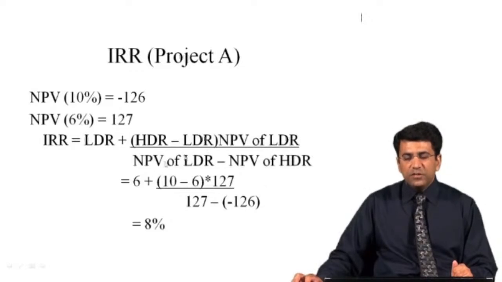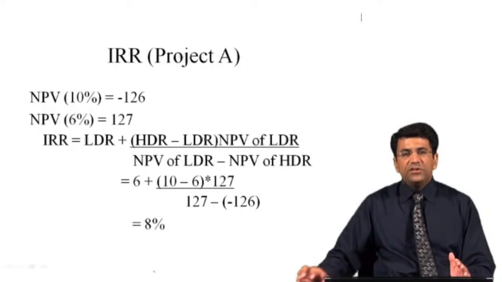Now we put this information in the formula. We have two discount rates, 6% and 10%. The 6% is the low discount rate, so we put 6 here, plus the high discount rate of 10% minus 6, multiplied by the net present value of the low discount rate, 127, divided by the net present value of the low discount rate, 127, minus the net present value of the high discount rate. Our high discount rate is 10% and its net present value is minus 126, so we put minus 126 here. After solving these values, we get the internal rate of return equal to 8%.